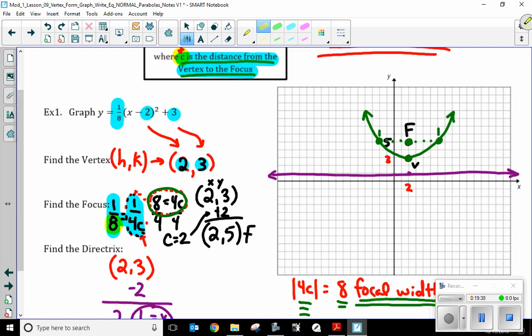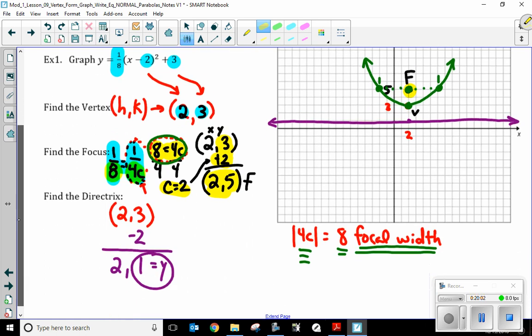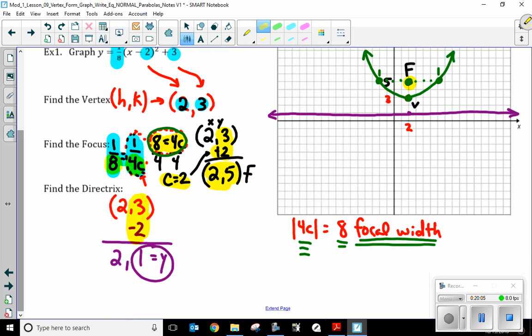So 8 equals 4C. That's how I would solve that. 8 equals 4C. Therefore, C is 2. That's not complicated math. I divide both sides by 4. If C is 2, I'm going to go up 2 from the Y value, and there's my focus. C is 2. I'm going to go down 2 from the y value to get my directrix.